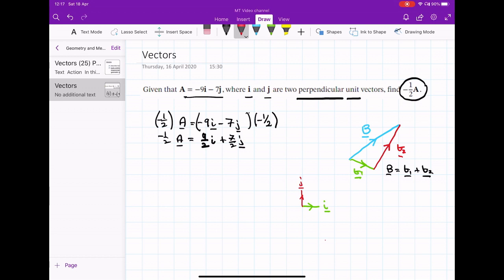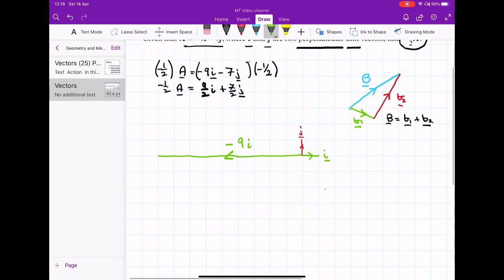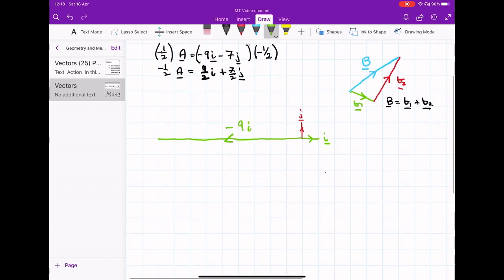Now when we try and work out a, we have to take each component. The first component is minus 9i, which means that it's 9 units long, going in the opposite direction, because of the minus sign, to the direction that i goes. So let's do just that: 1, 2, 3, 4, 5, 6, 7, 8, 9. That's minus 9i.